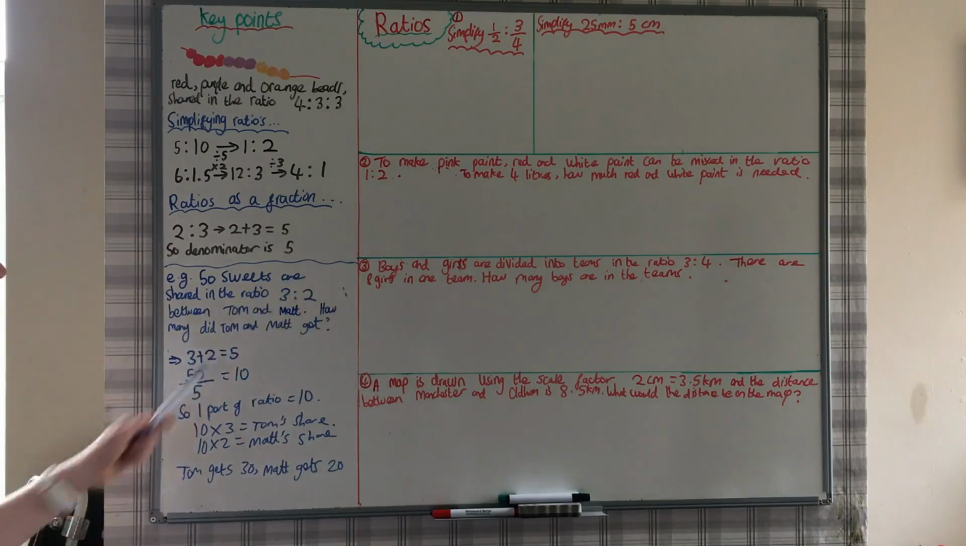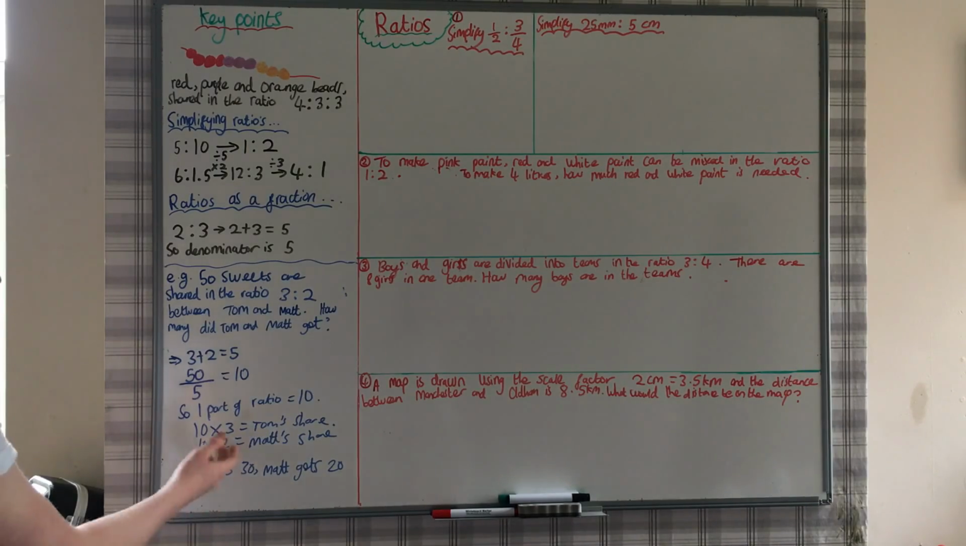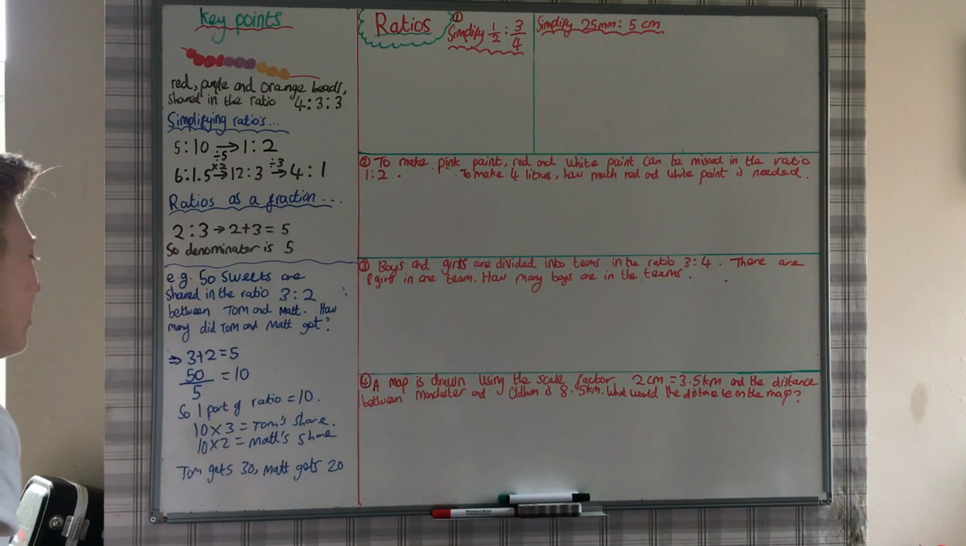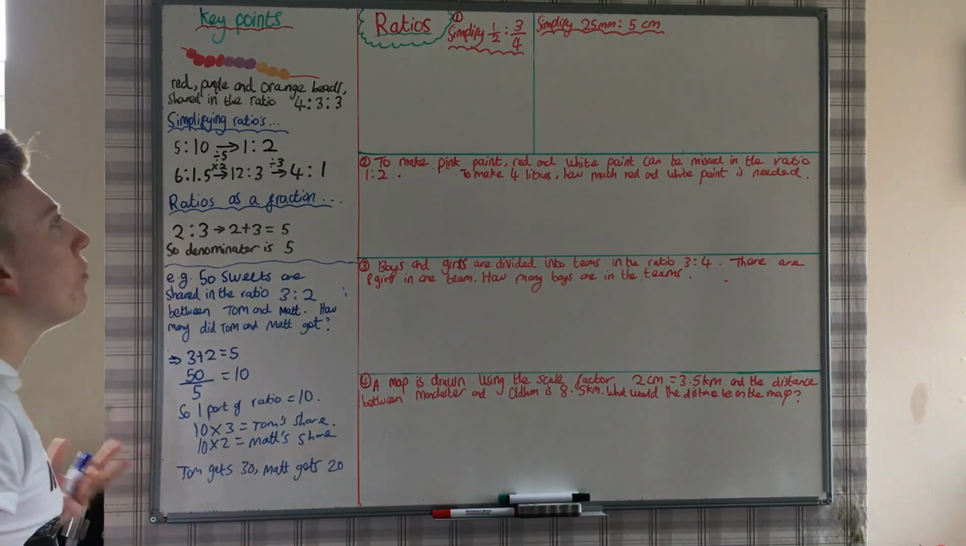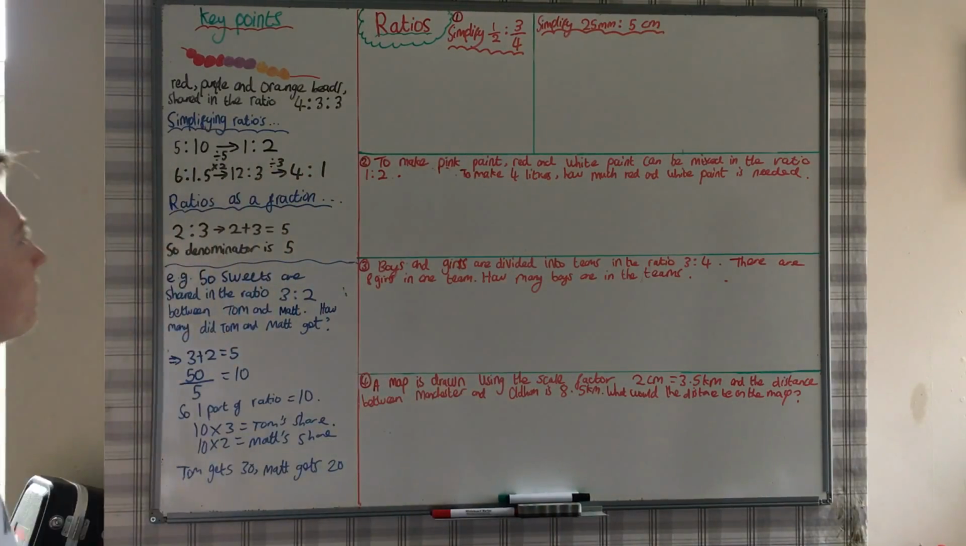Therefore, if we look at Tom's share, which is 3 parts of the ratio, then this is simply just 10 times 3. That gives us Tom's share. If one part of the ratio is 10, then 3 parts of the ratio is 30. So Tom gets 30 sweets. If Matt's share is 2 parts of the ratio, then Matt gets 2 times 10, 20 sweets. So Tom gets 30 and Matt gets 20. So that's how it works with a ratio. Just look back over that if you're not entirely sure how that works.